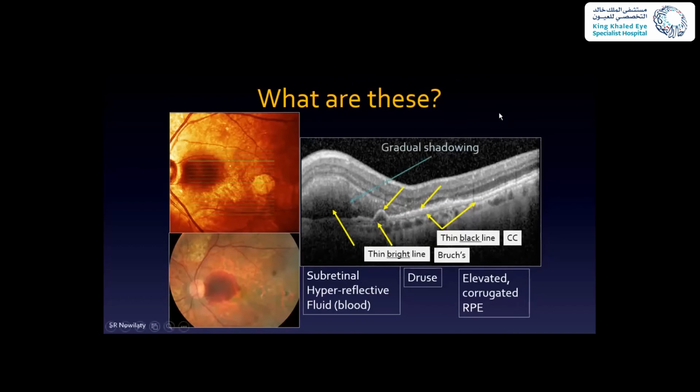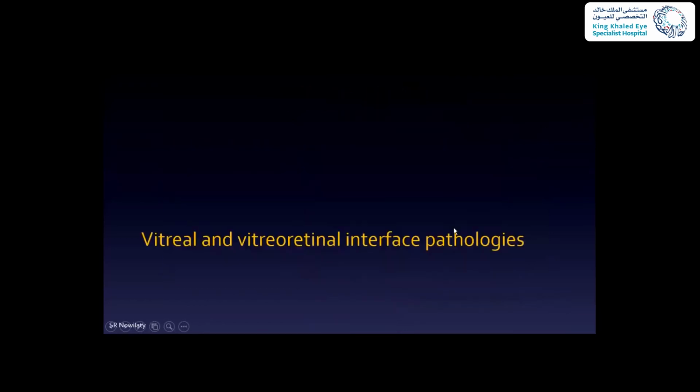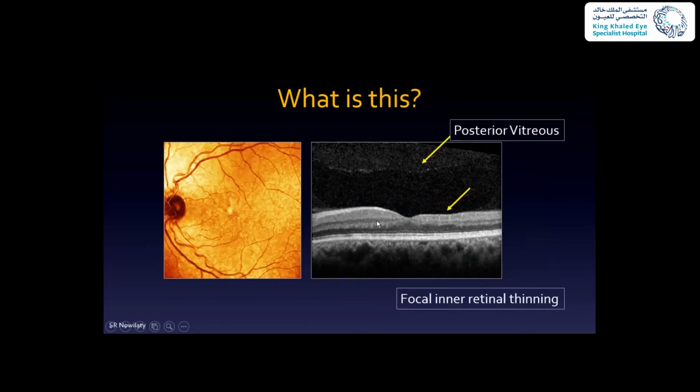Okay, so gradual shadowing. So what is this? Basically, I'm saying this is posterior vitreous. Yeah, and you've got here thinning of the retina compared to here. This is the nerve fiber layer, and this area is thin. The whole area is thin. Why is that thin? Possibly because there was an ischemic onset to the retina.